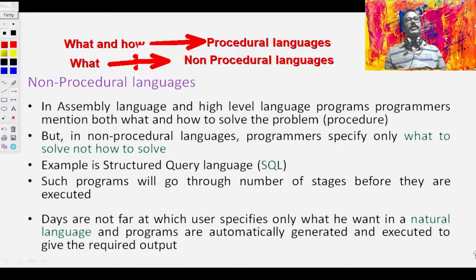One such language, which is generally used in databases, is SQL, or structured query language. Maybe tomorrow you won't write any program. You just give the instructions in a language like English or Telugu, and the program is automatically generated and you will get the results. In that case, it is also a non-procedural language. English, Telugu, etc. can be considered non-procedural languages, because we will be specifying only the what part.